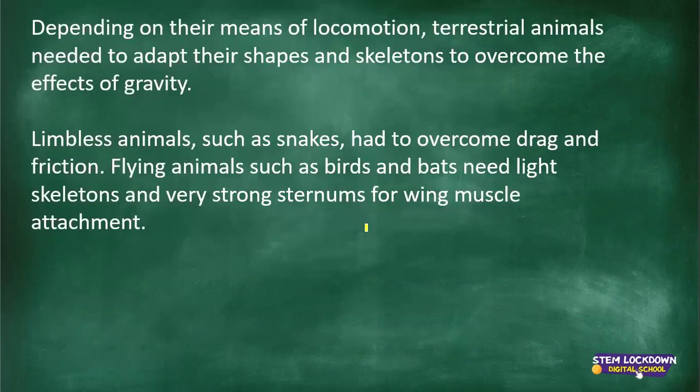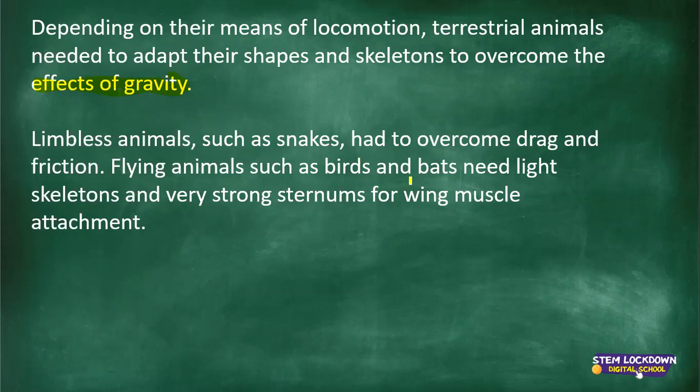Their means of locomotion. Terrestrial animals needed to adapt their shapes and skeletons to overcome the effects of gravity. You remember I mentioned gravity? Yes, we need to overcome the effects of gravity because it plays a major role in our movement, our balance on Earth. Limbless animals, such as the snakes, had to overcome drag and friction because of having no limbs. They don't have legs. They can't just move easily. So they had to overcome drag and friction. That's why they are just a smooth shape, because then they can glide along. That's how they can move easily.